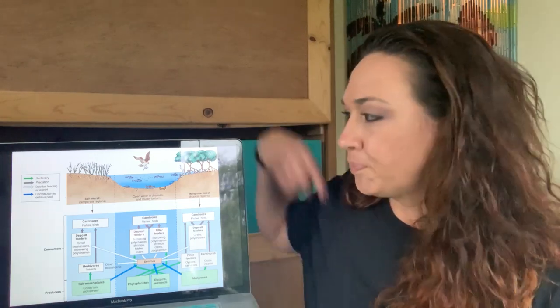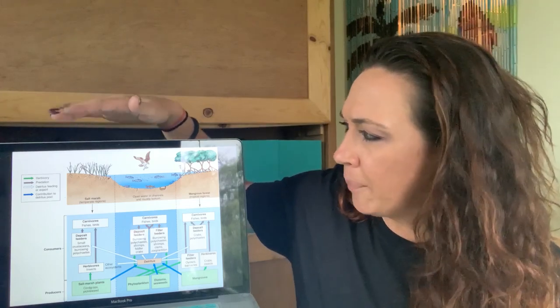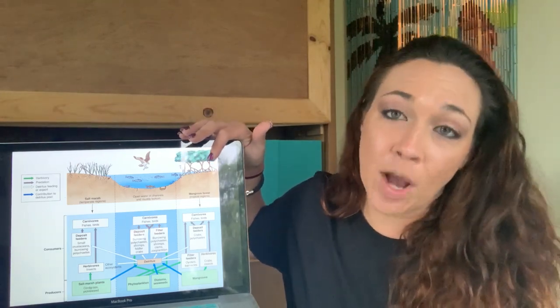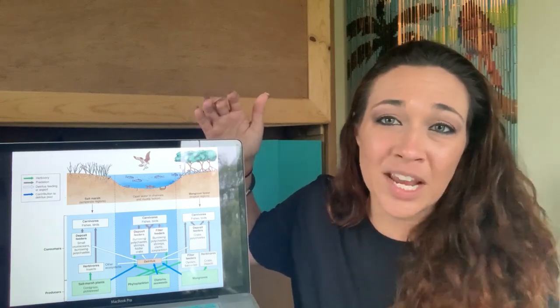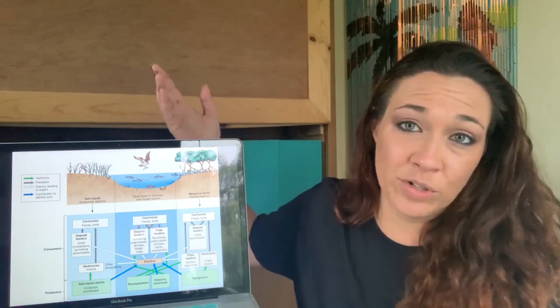So this would be a little food web of what's going on in the mangrove forest. Again, you're going to have your salt marsh, which is basically in the temperate regions only, but you're going to have your mangrove forest in the tropical regions, and they're basically working out the same. You're either going to have the salt marshes or the mangroves, depending on what your temperature is.